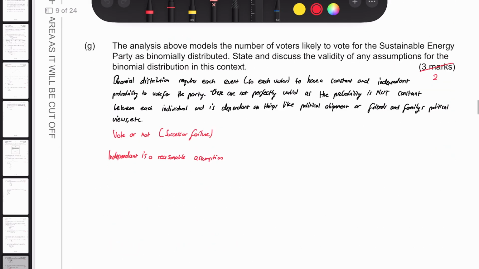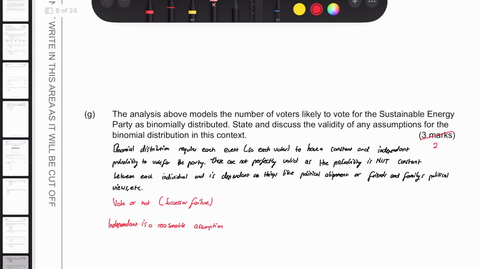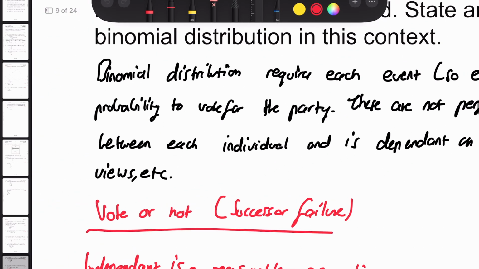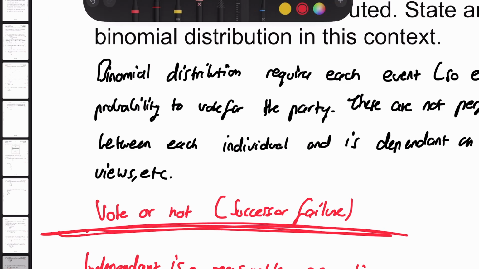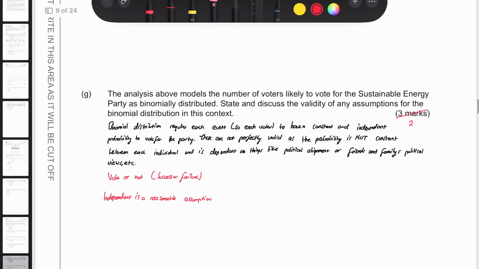I lost another mark here for my explanation. Okay, here I have 2 points I want to talk about. The first point is I just didn't talk about that it's Bernoulli, that it's a success or failure. You either vote or you don't. So that was the assumption I didn't make. The other ones, that they were constant and independent, I talked about.